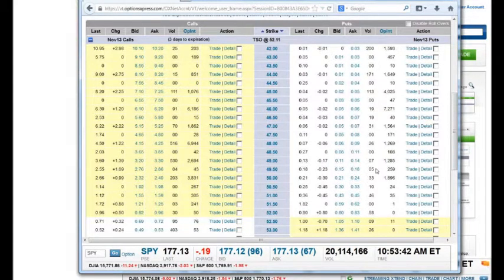For the puts, it's kind of the opposite. It's the same thing, but a little bit different, because with puts, remember, we want the stock price to go down. So for the puts, the out of the money strikes are the strike prices below the stock's current price. And the in the money strikes are the strike prices above the stock's current price for puts.